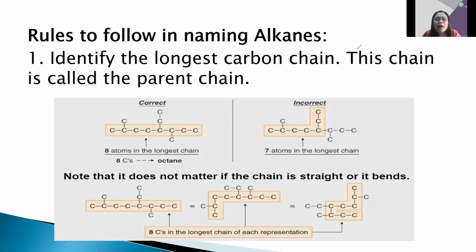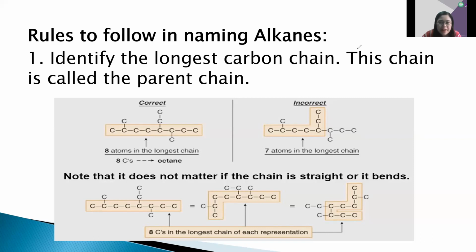So the first one that you have to know is, diba, you have to identify the longest chain. Now, the longest chain will be the carbon-to-carbon bonds na pinakamahaba na diretso-diretso, tuloy-tuloy sila. And that will be our parent chain.